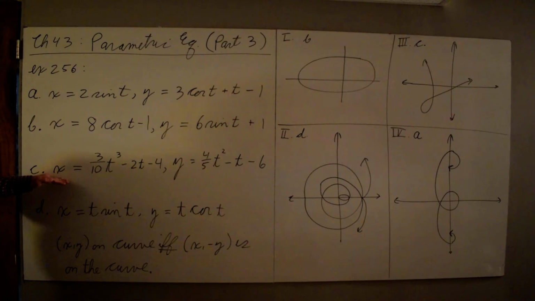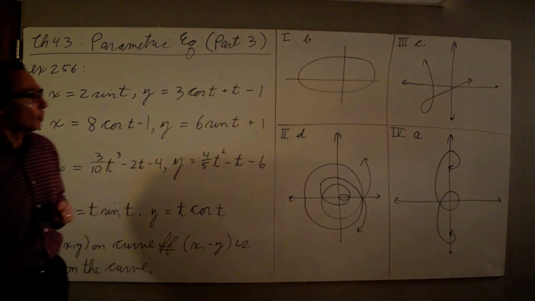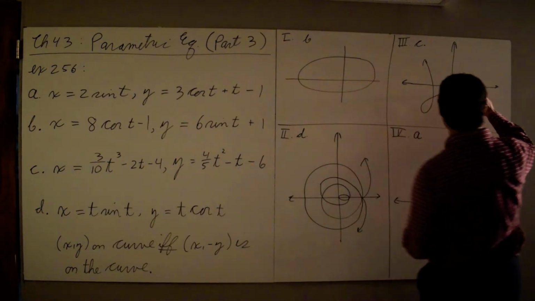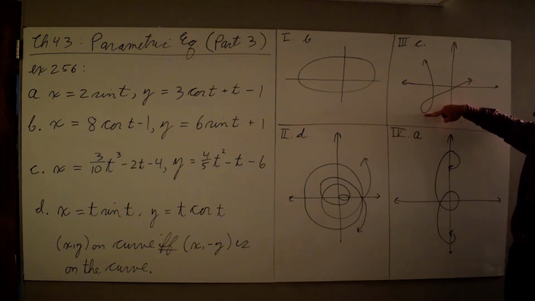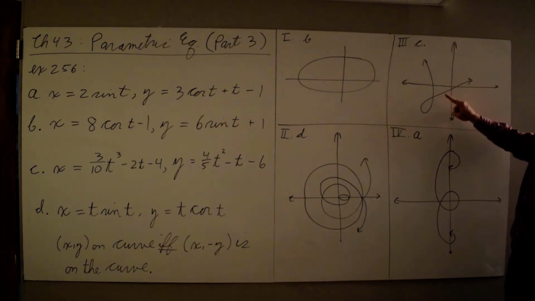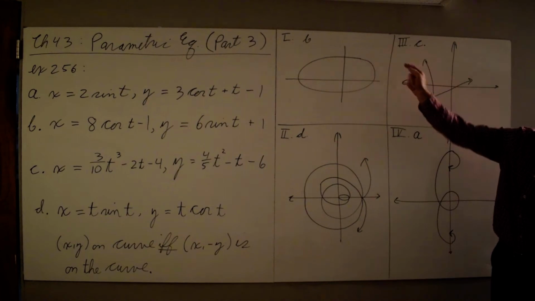So, which of these graphs match this description? It's going to be the third one. Y is bounded below but not above. X is not bounded in either direction.